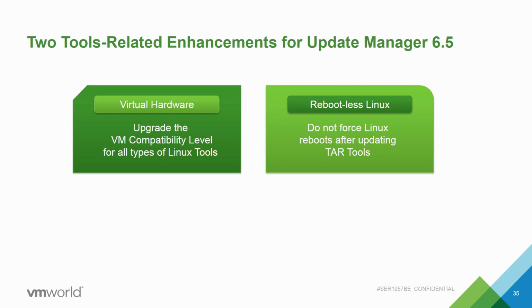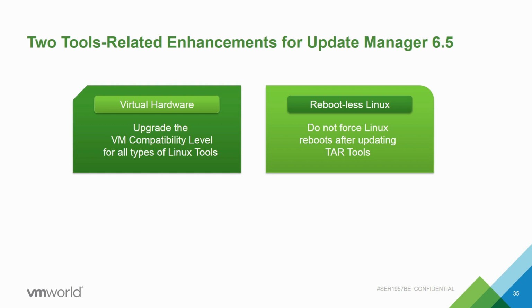Pointing out a couple of new things we did in 6.5 that are related to Update Manager. One is virtual hardware. If you've ever tried to update the virtual hardware using Update Manager for VMs that are running the Linux packaged tools, so OVTs or OSPs, prior to 6.5, Update Manager would refuse to do that. Going forward, we've relaxed that restriction, so you can now update the hardware compatibility level, or VM hardware, depending on what you want to call it, using Update Manager.